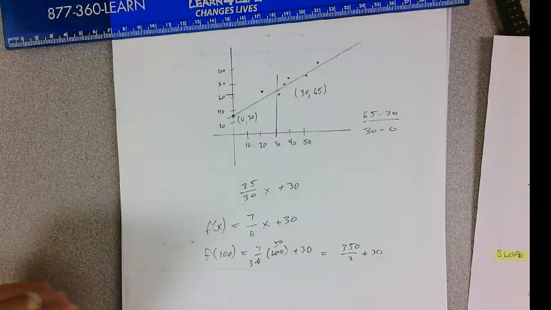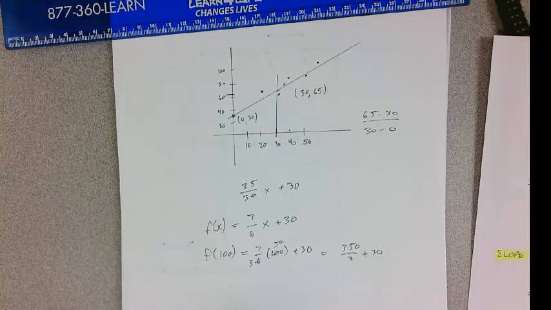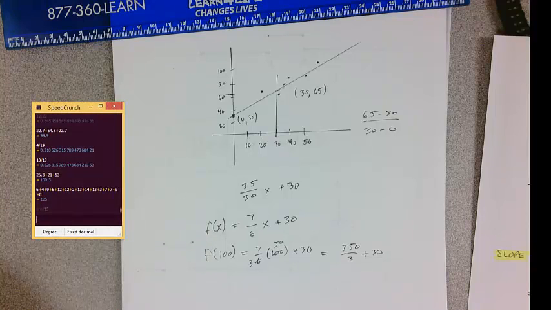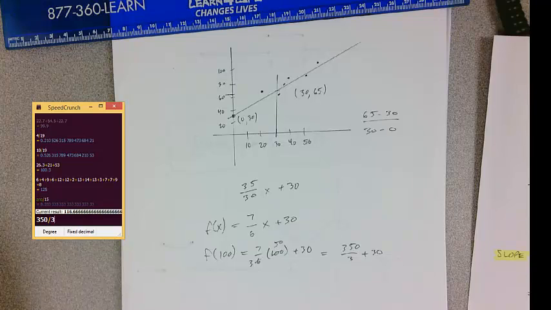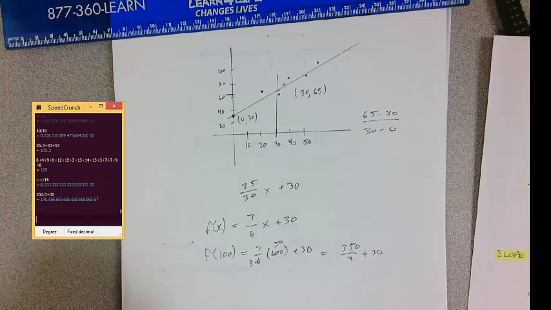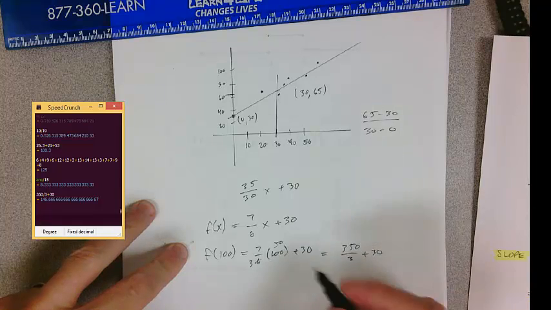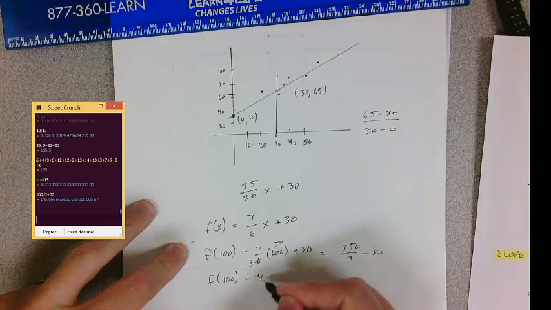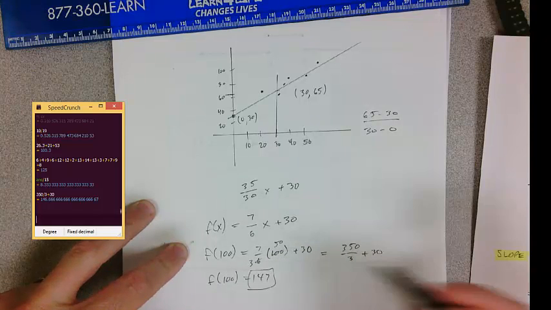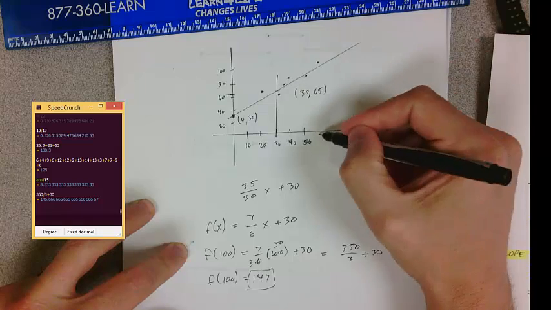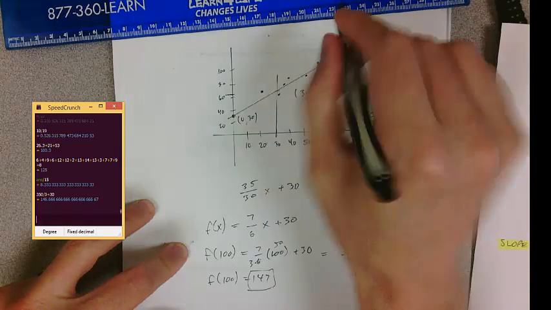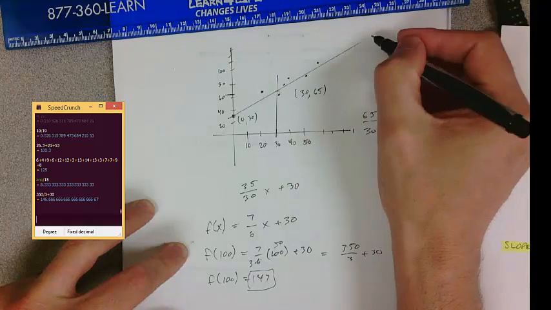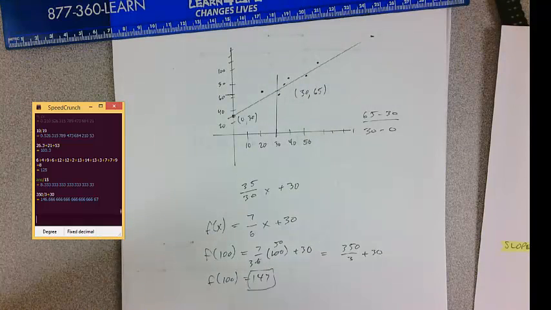And I might just punch it in my calculator. So 350 divided by 3 plus 30. I get 146.6, so I'll just round that to 147. So f of 100 is 147. So that would be my prediction of the value at 100. So if we go out to 100, I predict a value of 147 up here. Okay, so that's how you use those lines of best fit. And up next, we'll show you how to use that in GeoGebra.